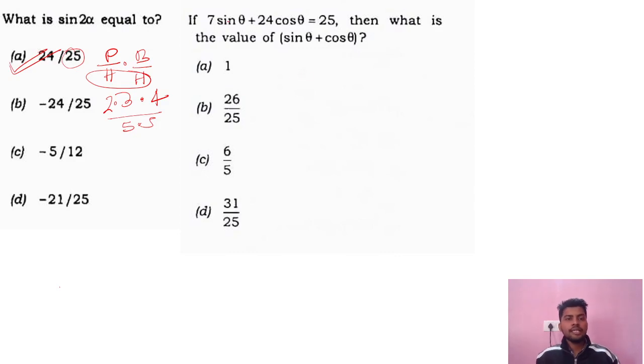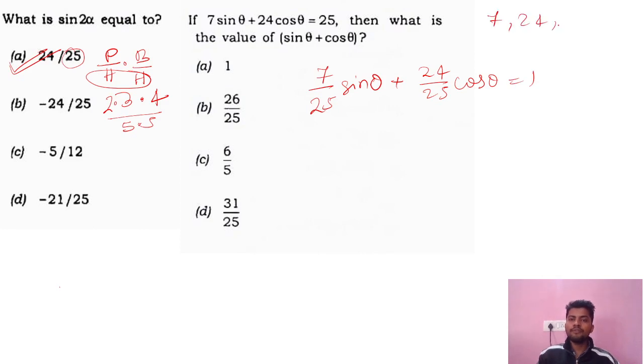It is 7 sine theta plus 24 cos theta is equal to 25. So it would be 7 by 25 sine theta, if we divide by 25 on both sides, plus 24 by 25 cos theta is equal to 1, and we know that 7, 24, 25 are the triplets. Now if we compare this equation with sine square theta plus cos square theta is equal to 1, as we know that this is an identity.